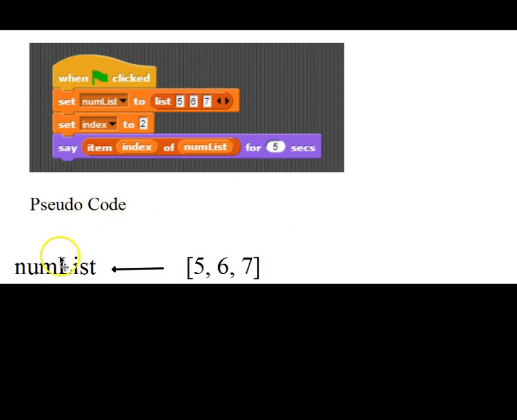For our pseudocode, our variable name is numList, so I'm going to write that variable name here. This backward arrow right here means assign into numList. And the thing that I'm going to be assigning are the new numbers 5, 6, and 7. So this right here would represent this line of code.